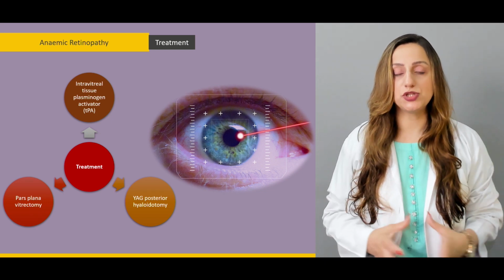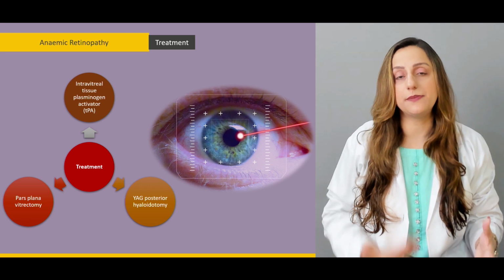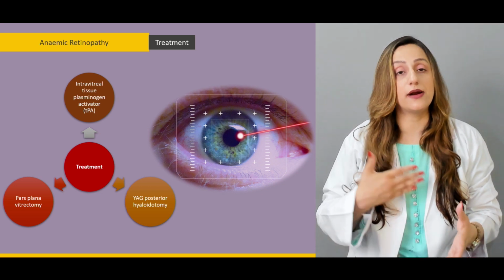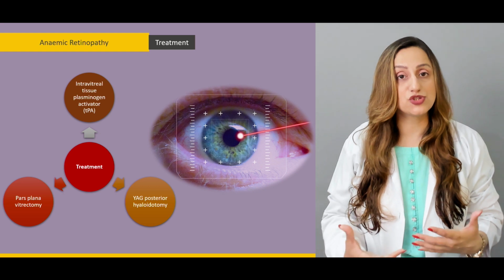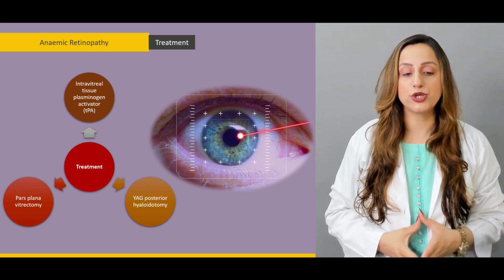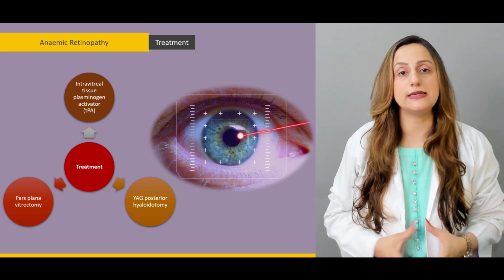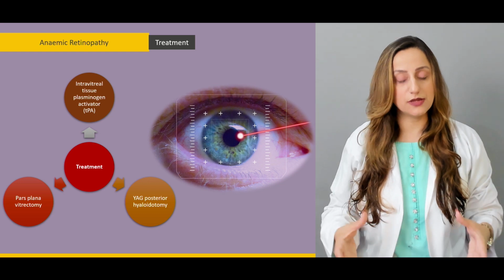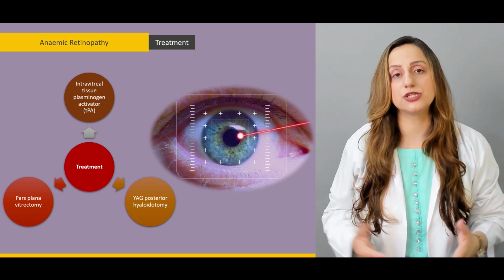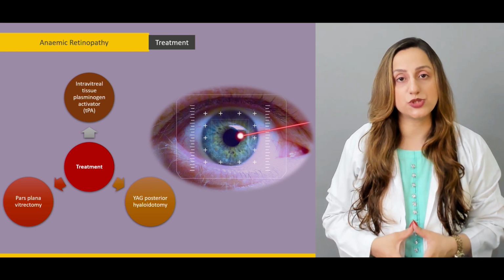Then in a lot of patients, if you have the bleeding vessels, they can be treated with the pars plana vitrectomy. If you are dealing with a patient of the retinal detachment, that is also going to be treated with the pars plana vitrectomy. So these are the different treatment modalities that are out there and that are basically related to the management of the anemic retinopathy in the individuals.